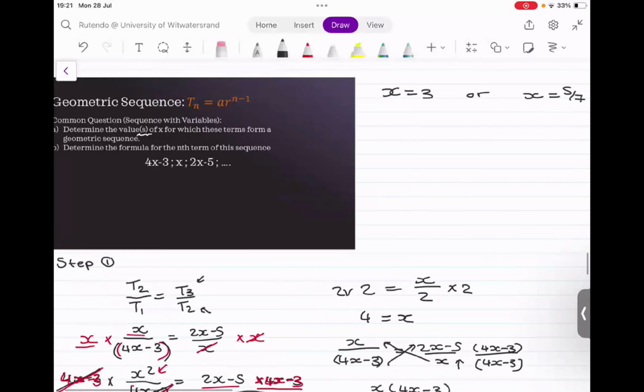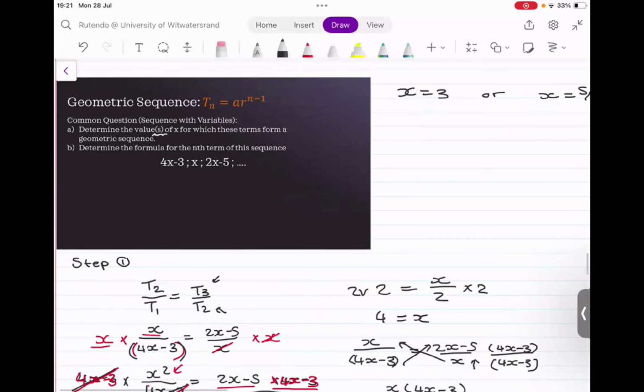I'm just going to do it for one so that we can still do some past paper questions. If x equals 3, then my sequence is 4 times 3 minus 3, and then 3, and then 2 times 3 minus 5. So 4 times 3 is 12, minus 3 is 9, and then 3, and then 2 times 3 is 6, minus 5 is 1.